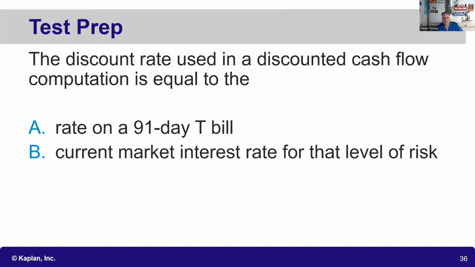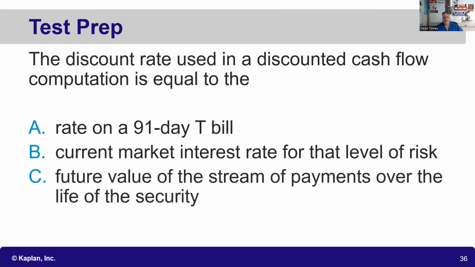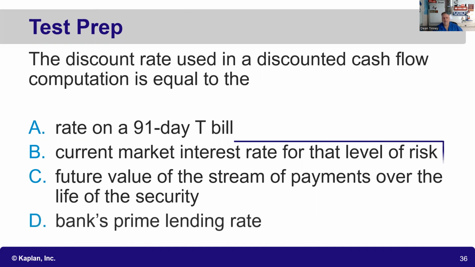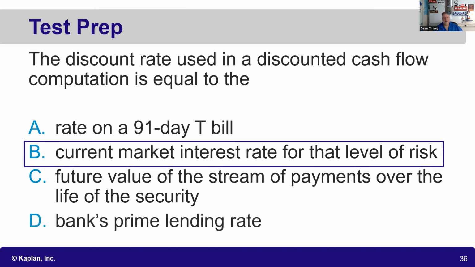Yeah, current market interest rate for the level of risk. The future value of the stream of payments over the life of the security? No, the discount rate is part of the computation for that. No, it's B. That's our best answer. The current market interest rate for that level of risk is what we're going to use. I know real estate professionals that use the Treasury note. Some people use the T-bill. Some people use the historical return. The return we're comfortable that we can use in doing the math.